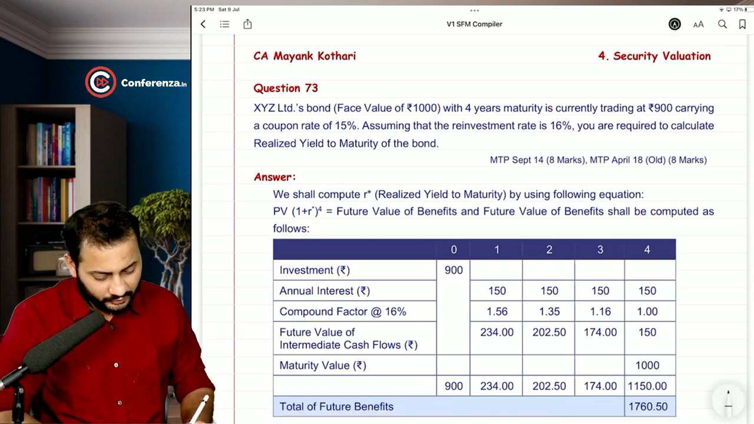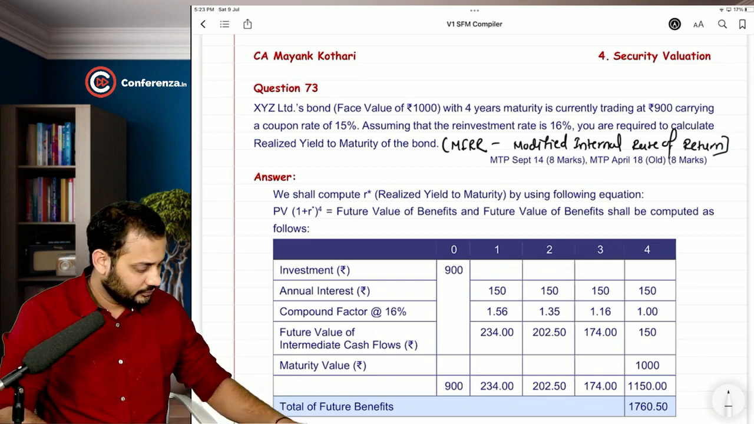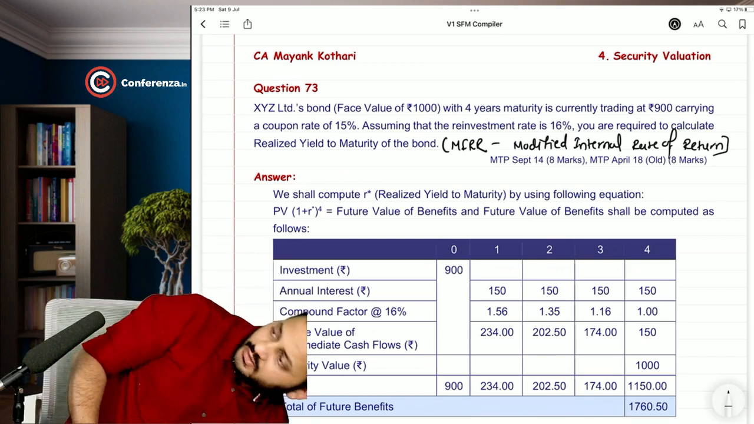Now, in order to calculate the realized yield, just write down in the bracket MIRR, and it is called the modified internal rate of return. This was done in your CA Inter. Nevertheless, I will just explain it again.